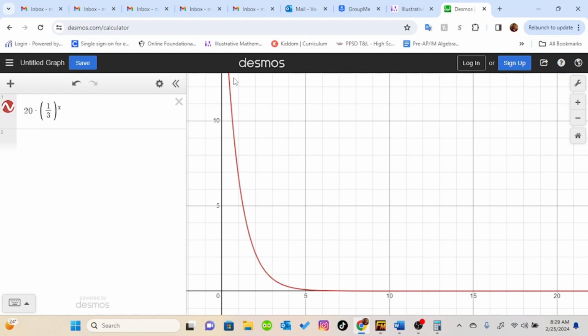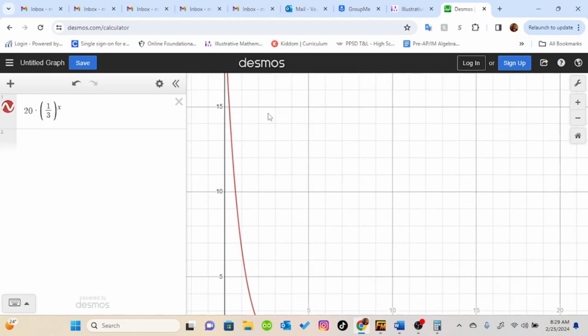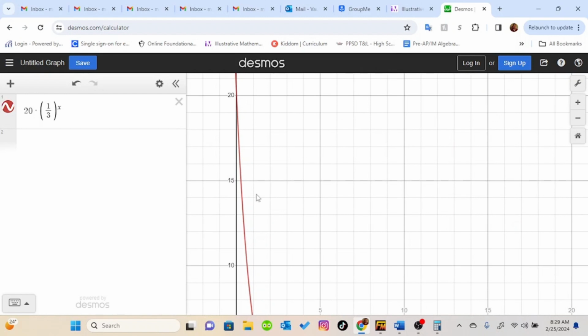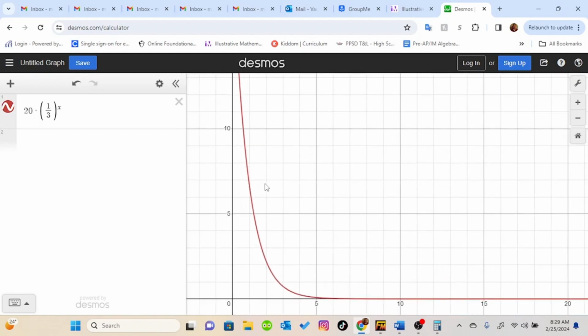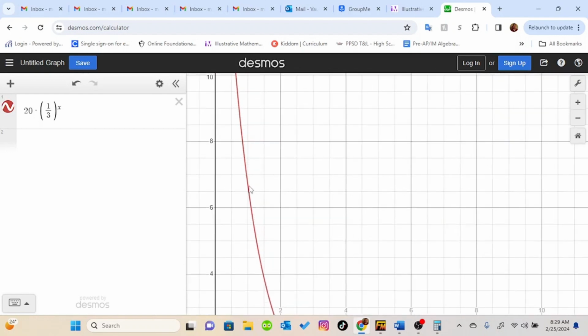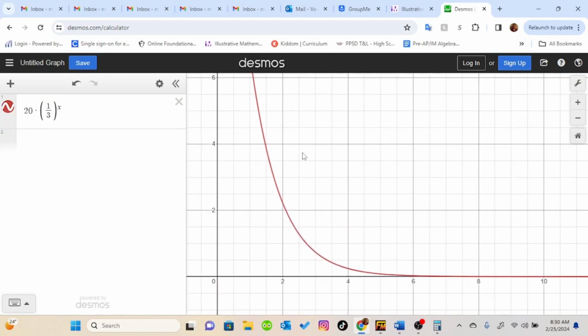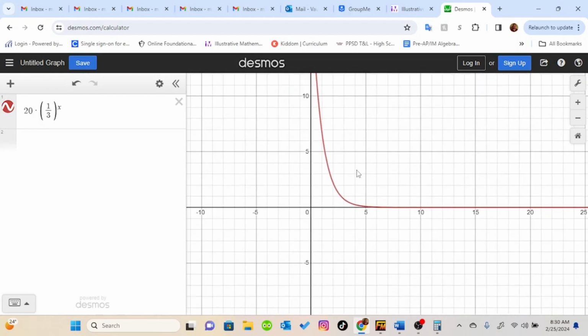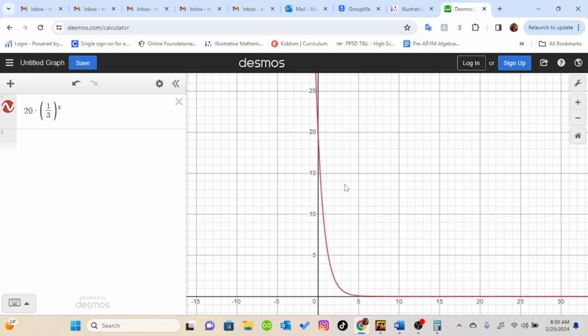So we can see that after 1 second, even though we start up here at 20, we're already down here at less than 7. By 2 seconds, we're just above 2. At 3 seconds, we're below 1. And at 4 seconds, we're below a half. So our overall graph looks like this.